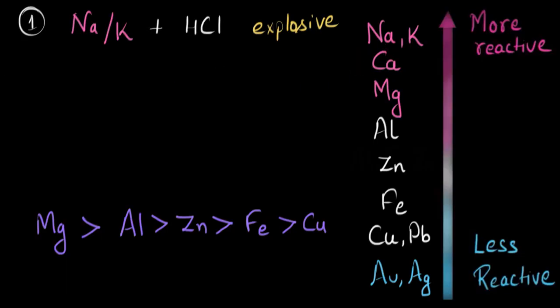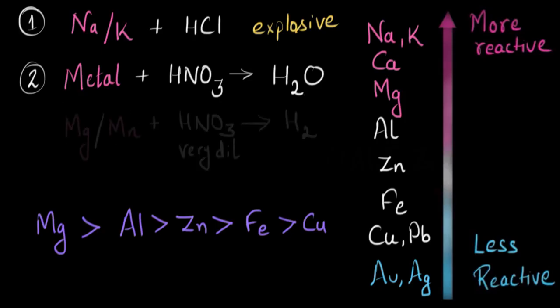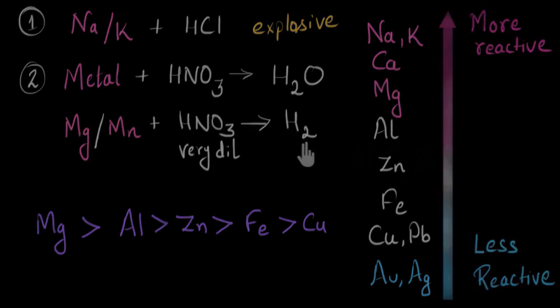Second, I told you when metals react with acid, they give off hydrogen gas. But that's not true for nitric acid. When metals react with nitric acid, we do not get hydrogen gas. That's because nitric acid is a very good oxidizing agent. It can add oxygen very easily. So in this case, nitric acid oxidizes the hydrogen being produced, adds oxygen to it, and finally we get water instead of hydrogen. Only magnesium and manganese are the two metals that can react with a very dilute form of HNO3 to give hydrogen gas.